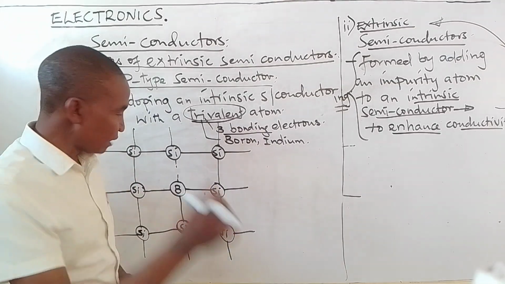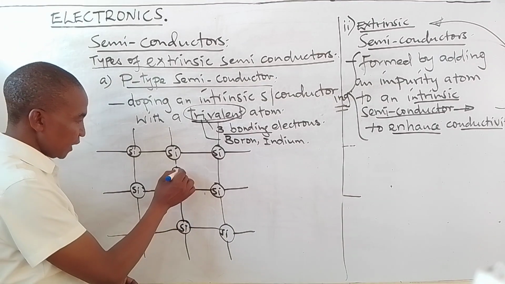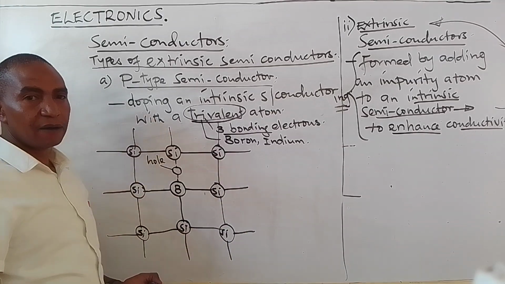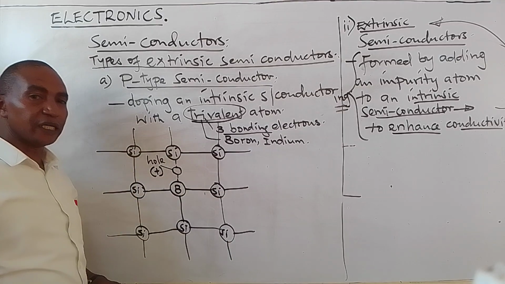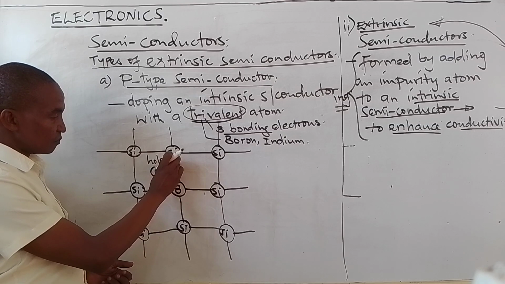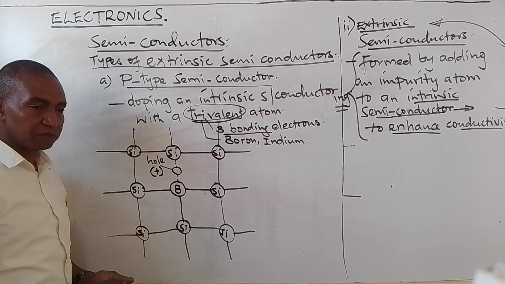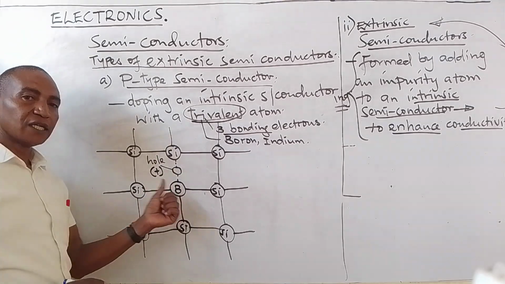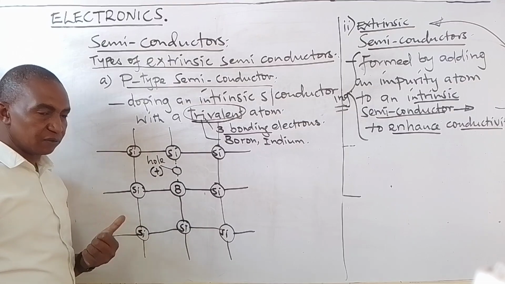This is where it now becomes interesting. That absence of an electron creates what we call a hole, a hole which is considered positive. I repeat, the boron atom lacks an electron to complete the bond with its 4th neighboring atom. That lack of an electron is considered a hole, and that hole is considered to be positive.